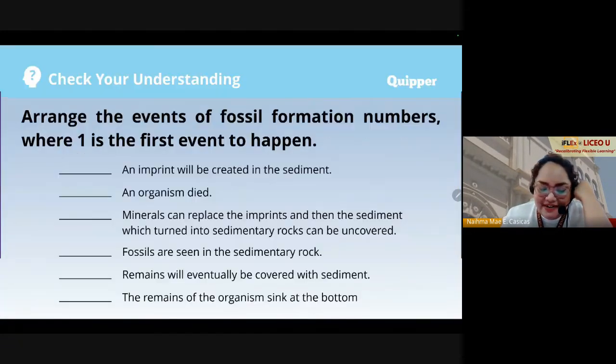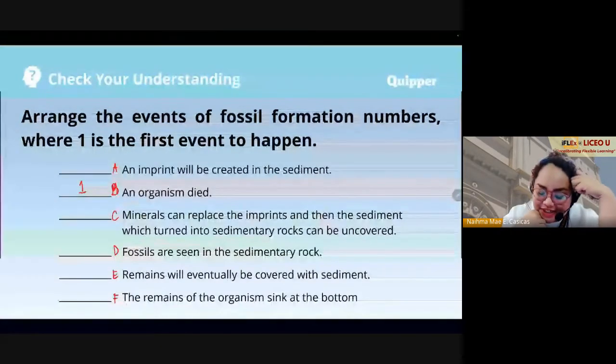Alright. So, let's go here. Okay. So, let's try to arrange the arrangement of fossil formation. According to this, arrange the events of fossil formation with numbers where one is the first event to happen. So, what do you think is one? This is A, B, C, D, E, and F. Which do you think is the first thing na mahitabo? B, ma'am. Letter B, very good. Mamatay sa una ang organism.